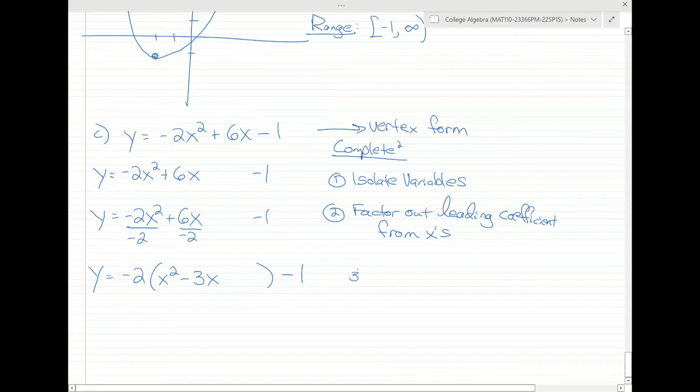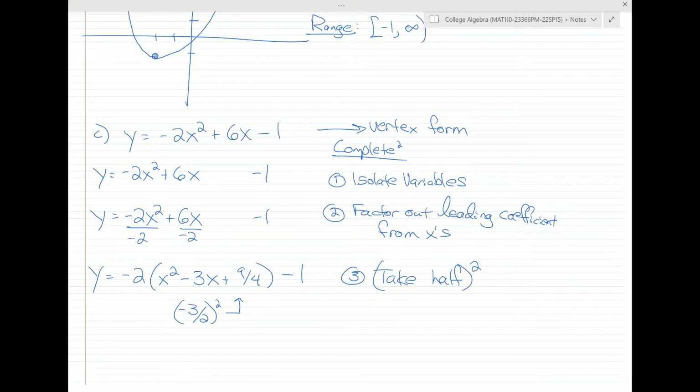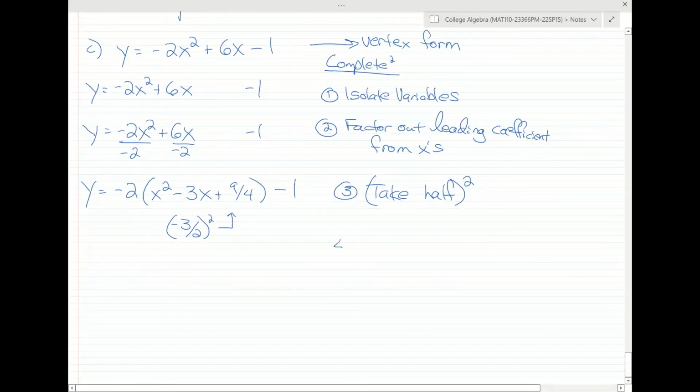Third step, we take half of the middle number and then square it. We're going to take -3 divided by 2. Squared would be 9/4. And then our last step is we multiply that number by the number in front and subtract.